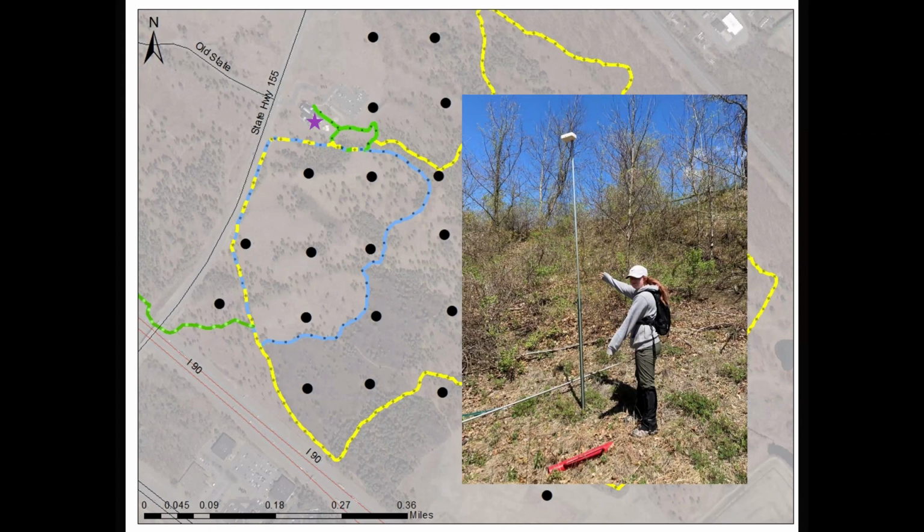So this is what our nodes looked like. We used U-posts and 8-foot steel conduit. And then I didn't know this until I found out that you can buy metal zip ties, and they're holding up really well.